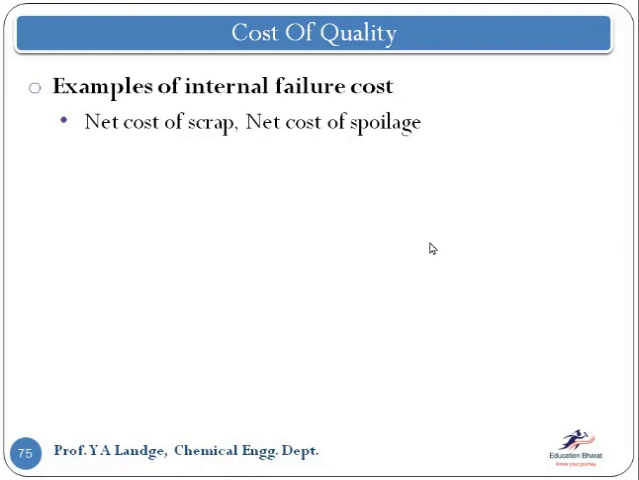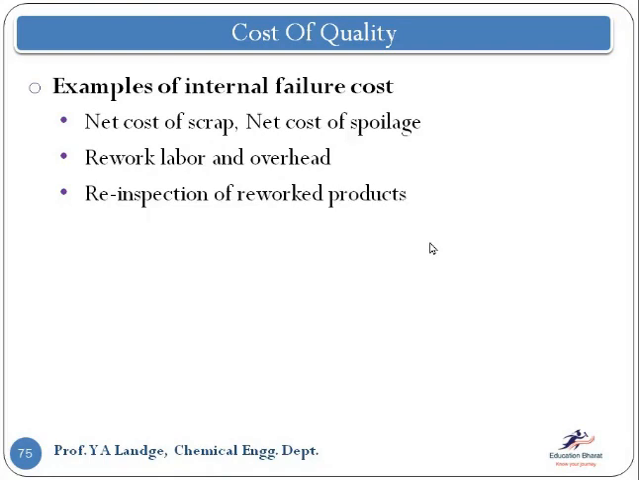Then the net cost of spoilage, and rework labor and overhead, as I said. Then re-inspection of reworked product. As in our previous diagram, we manufacture the product and inspect it, and when we find a defect, we resend it to the manufacturing unit, and from there we need to check it again, and closely, because there was already a defect. So it is a re-inspection and rework of product on which we are spending money.